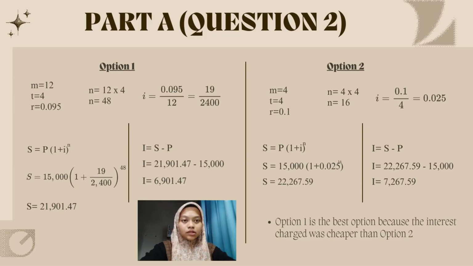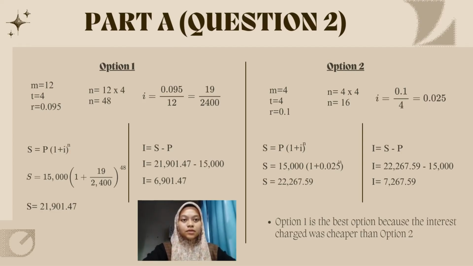First, we will find the accumulated amount by using the compound interest formula, which is S equals P(1 + i) to the power of N. S equals 15,000(1 + 19/2,400) to the power of 48, and we get S equals 21,901.47. Next, we need to find the interest charge by using the formula I equals S minus P. I equals 21,901.47 minus 15,000, and we get I equals 6,901.47.